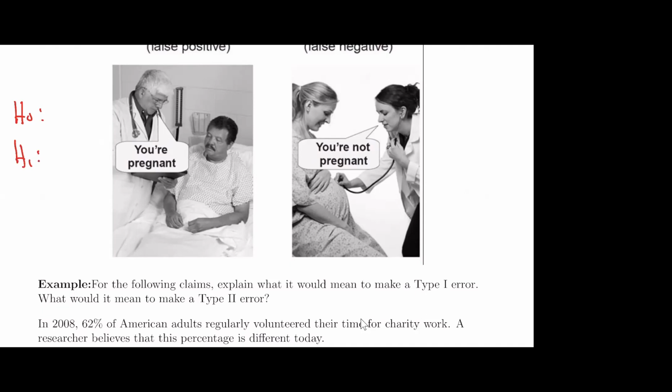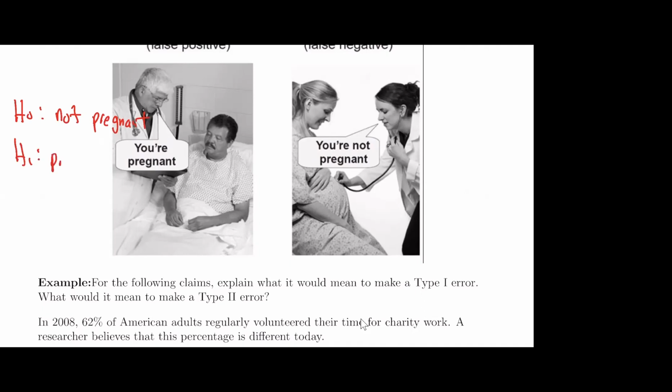Cool. All right. So we're going to say the null hypothesis is the person is not pregnant, which is smart. So we're going to assume everybody is not pregnant. That means the alternate hypothesis is a person is pregnant. All right. So what type of evidence would I need in order for me to assume somebody is pregnant?